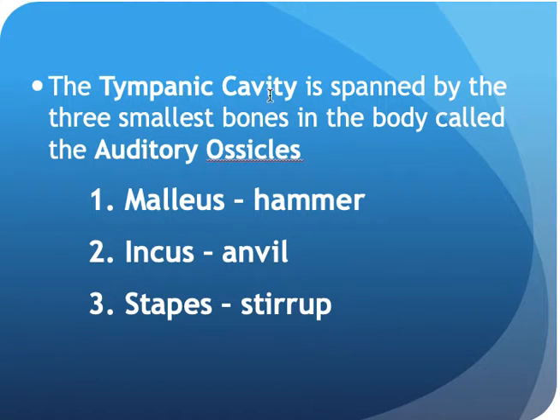So the tympanic cavity is spanned by the three smallest bones in the body. Again, a good question. Okay, and these are going to be our auditory ossicles. So we're going to have a malleus, an incus, and a stapes, and they're going to be named based on what their shape is. And again, this is more stuff that we want to make sure that we can label. And then we want to know the order.